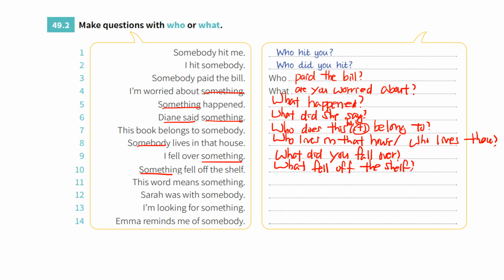And then, this word means something. So it's not the subject. What does this word mean?